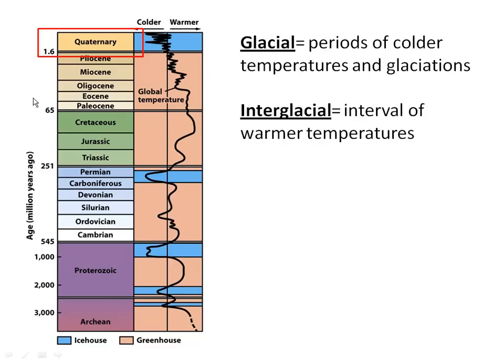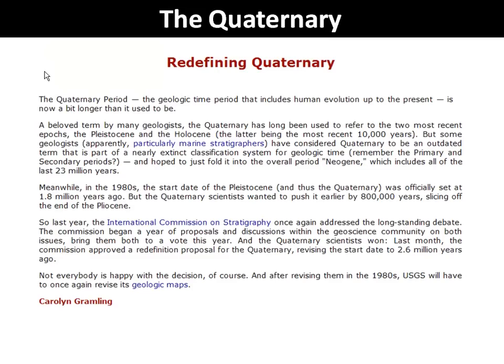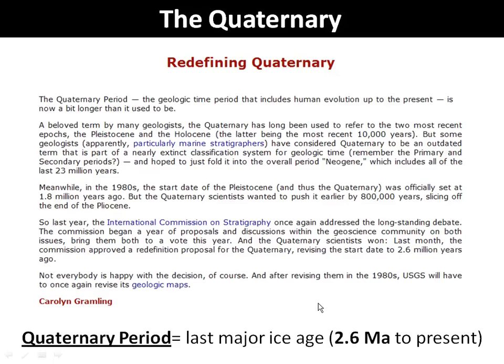On this particular geologic timescale, it's listed as 1.6 million years ago to present, and there's actually been quite a bit of debate and controversy about that age assignment. In fact, in 2009, there was a series of articles that were published on redefining the age of the Quaternary based on stratigraphy, based on evidence that geologists had uncovered. There was enough evidence to warrant assigning the start date to 2.6 million years rather than 1.6 million years.